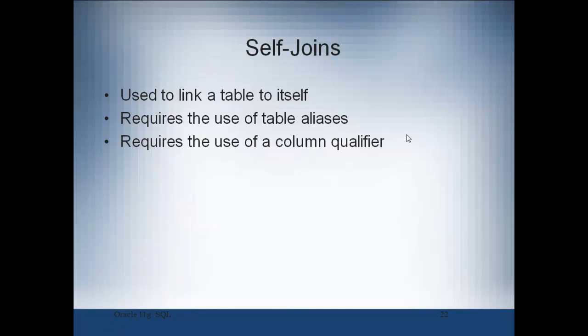Sometimes you need to read a table twice to get data from two different records that are related to each other. In an entity relationship diagram, this is called a recursive relationship, and a table might be related to itself.